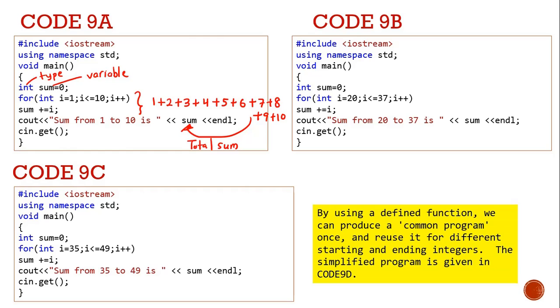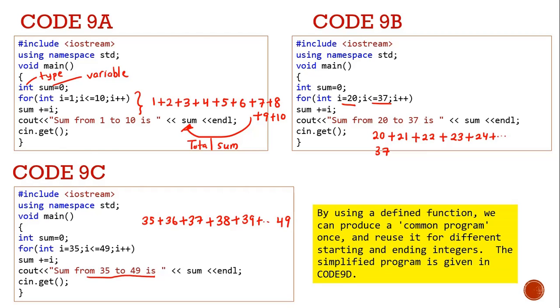and then lastly it will give you the total sum. Similarly, code 9b does the same thing, but now I start from 20 to 37. So the first iteration, it will add 20 plus 21 plus 22 plus 23 plus 24 and so on up to 37. In code 9c, it determines the sum from 35 to 49. So start from 35 plus 36 plus 37 plus 38 plus 39 up to 49.